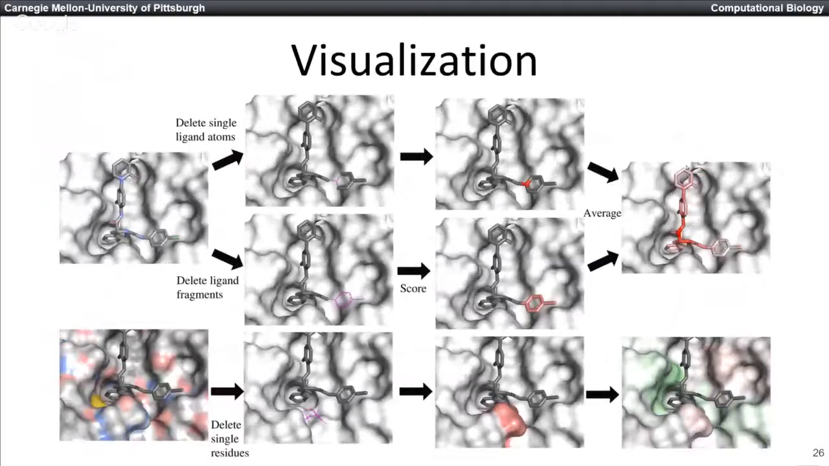We also have a visualization routine so that after we have a trained model, we can see what it thinks is important. Here on the left, the coloring is just a typical element coloring. On the right, the coloring is according to the score that the model is giving, so red is bad and green is good. Basically it's an iterative deletion method where we see how the score changes when parts of the molecules are removed, either residues for the receptor or atoms and then fragments for the ligand.